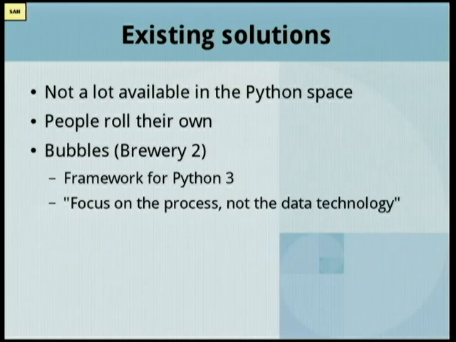There is a recently released framework called Bubbles or Brewery 2. Databrewery.org is where you can find that. There is a link in a resource slide at the end. It's basically a framework that lets you build up operations and patterns that you can string together in a pipeline. So it's not unlike what I'm going to talk about. I haven't dug very deeply into it though, so I can't really give you a comparison at this point.